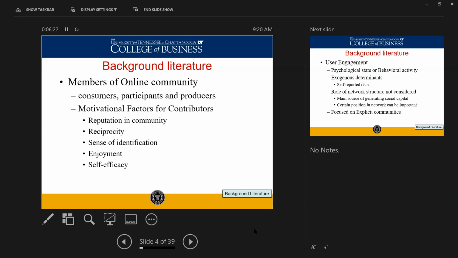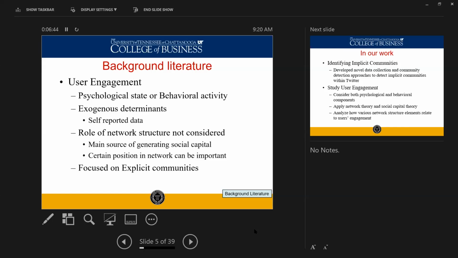And last but not least is the enjoyment. They enjoy it, they like it, that's why they do it. So it's not for money, it's not for something else, but they just enjoy contributing, they just enjoy sharing, they enjoy the reputation they get, they enjoy the knowledge they get from these communities, and so on and so forth. So that's the kind of background literature we draw from.